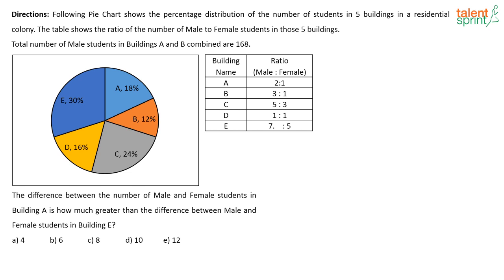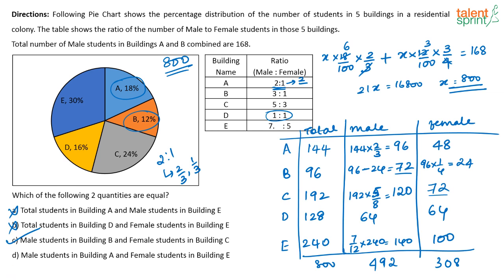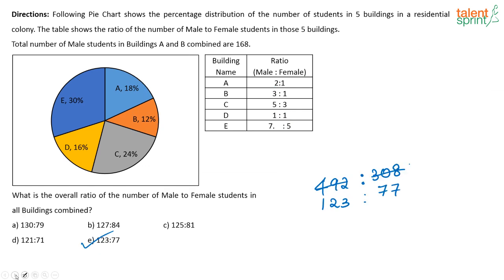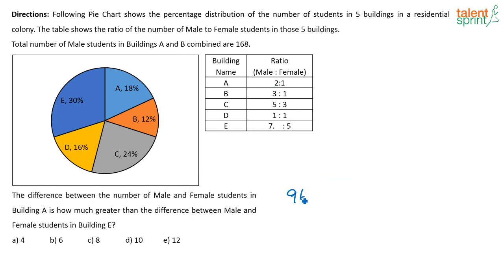Yes, so 48. Again an easy one, right? The difference between male and female students in building A is how much greater than male and female in building E. So, let us look at male and female in building A. It is 96 and 48. So, what is 96 minus 48? 96 minus 48 is 48. Again, what is the difference between male and female in building E? 140 minus 100, that is 40. So, I have 96 minus 48, that is 48, and 140 minus 100, which is equal to 40.